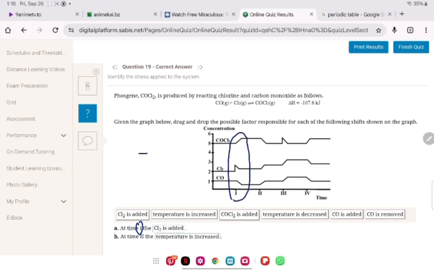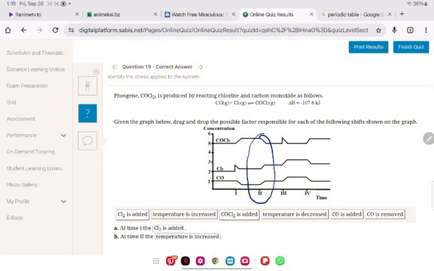Before we start, if you see something like this, that means something was added because it randomly increased. And when you see something like this, that means it just increased. Or if you see it going downwards, it decreased. So here there's this, so that means something was added. You look here, Cl2 was added, so that's why this is correct. So at time II now, we're gonna look at II, which is over here.